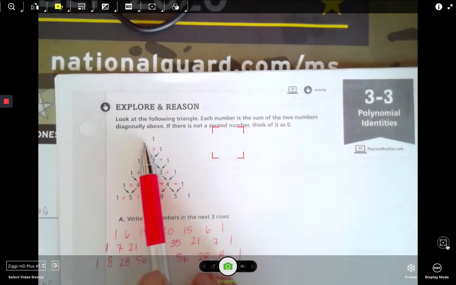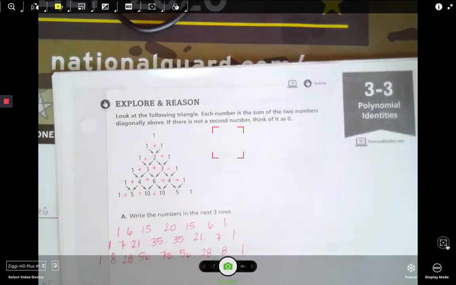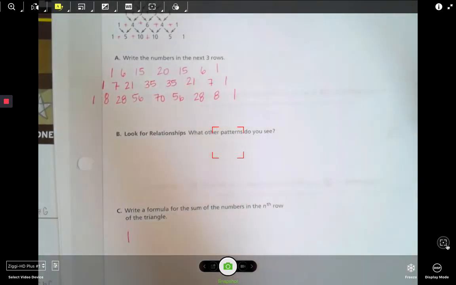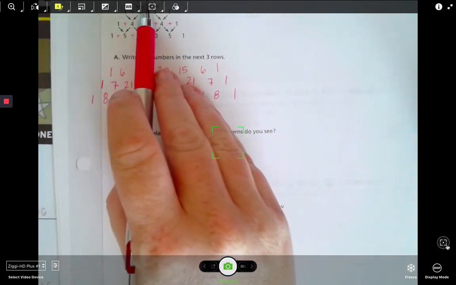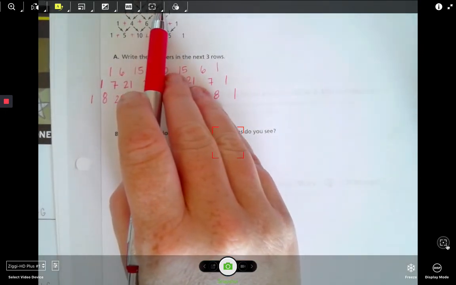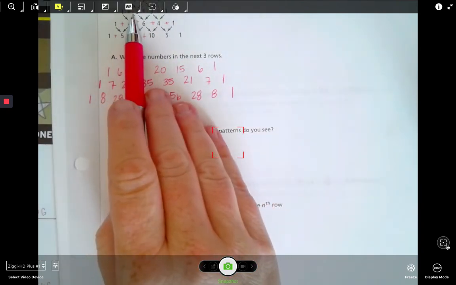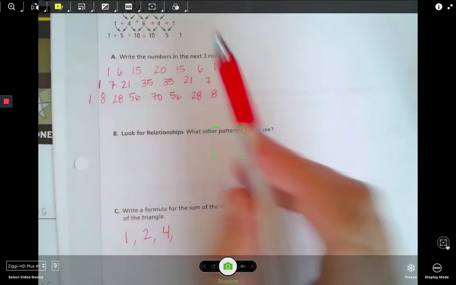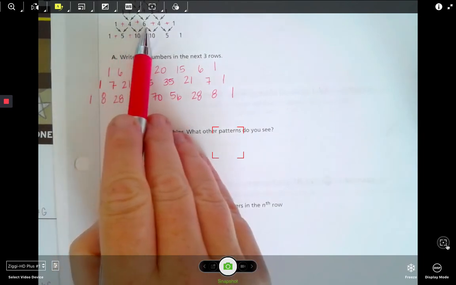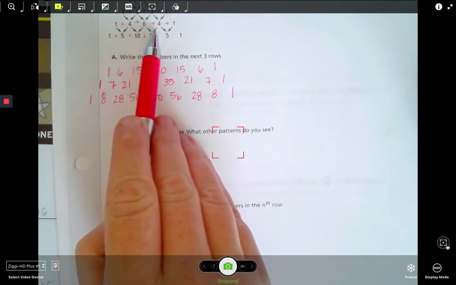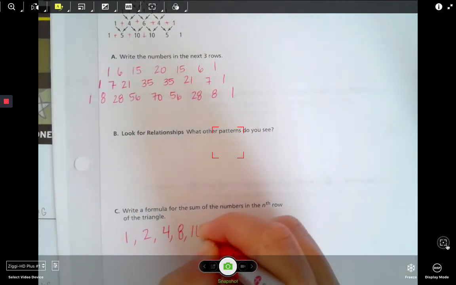So let's add this first row up. Well, that's only 1, right? So I'm just going to write a 1 down here. And what I think is the second row, 1 plus 1 gives me 2. 1 plus 2 plus 1 is 4. Then I've got 1 plus 3, which is 4, plus 3 is 7, plus 1 is 8. It's 5 plus 6, which is 11, plus 4 is 15, and then plus 1 is 16.